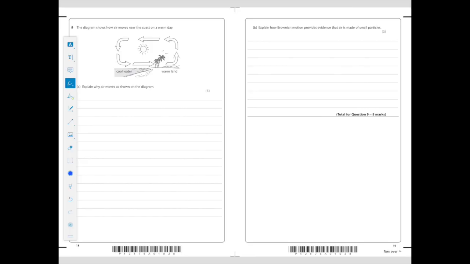Explain how Brownian motion provides evidence that air is made of small particles. So remember Brownian motion, our example here are pollen grains in water or smoke particles. And remember that these large particles move with random motion and they collide with smaller invisible particles. And that's the particles which we find in air.